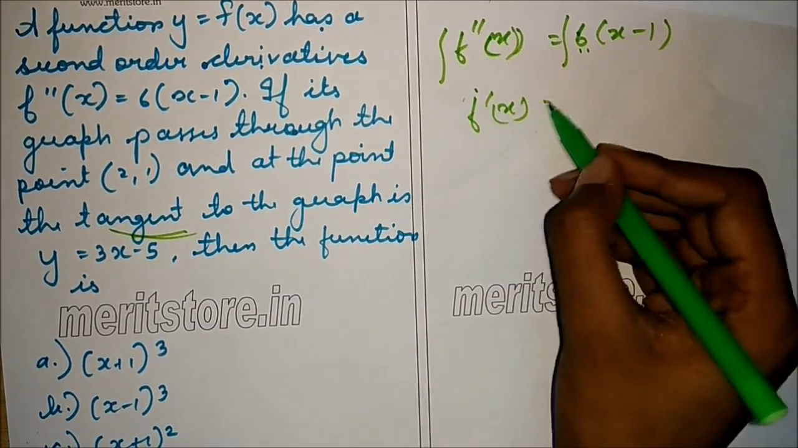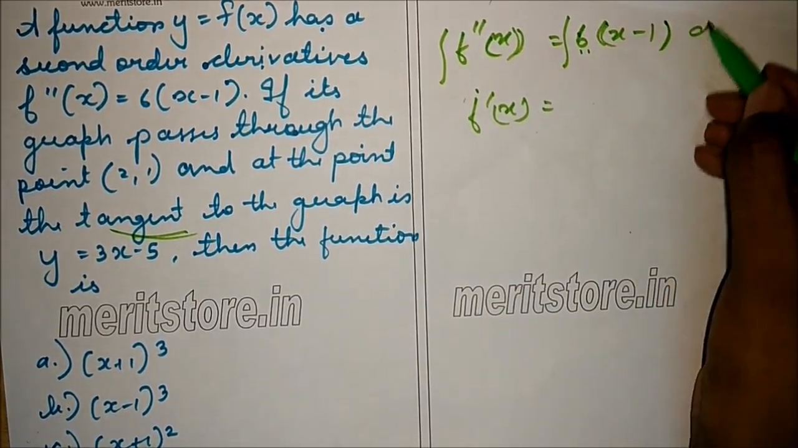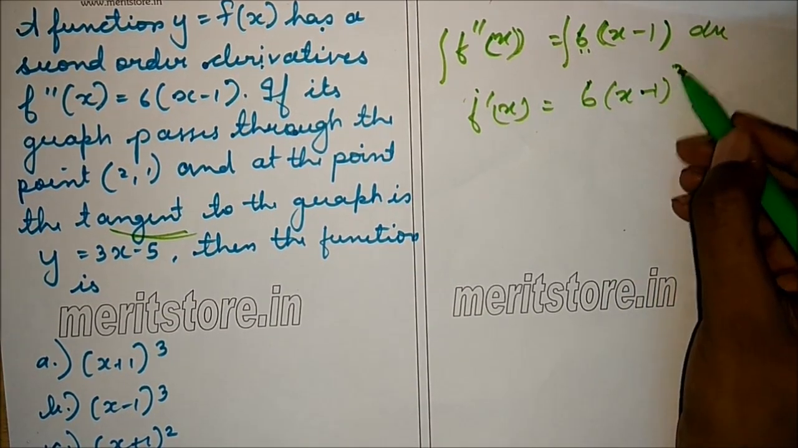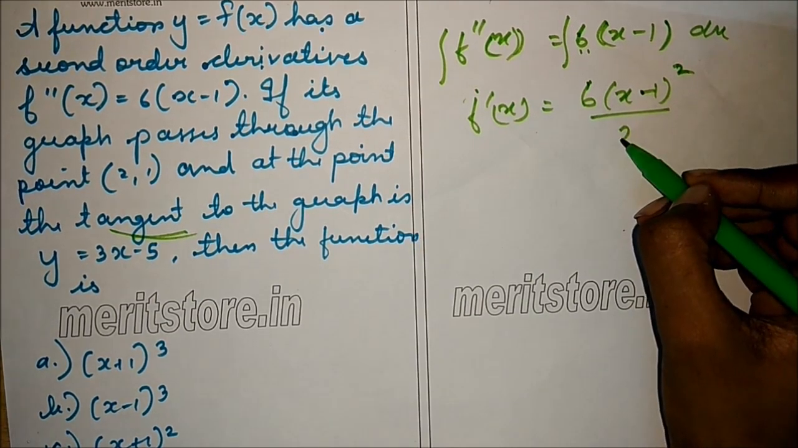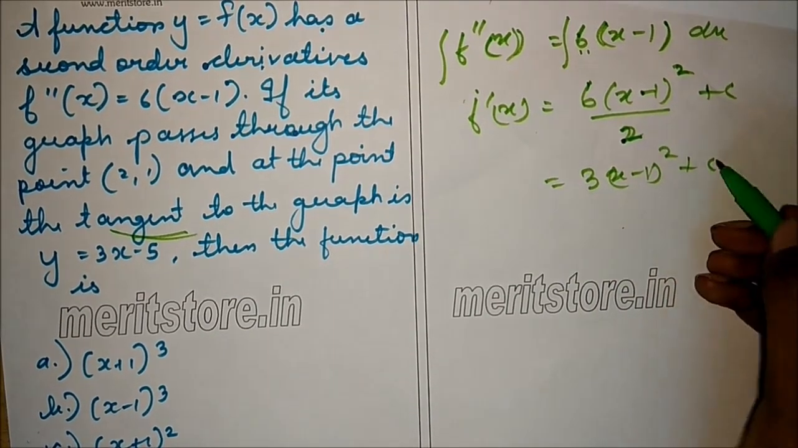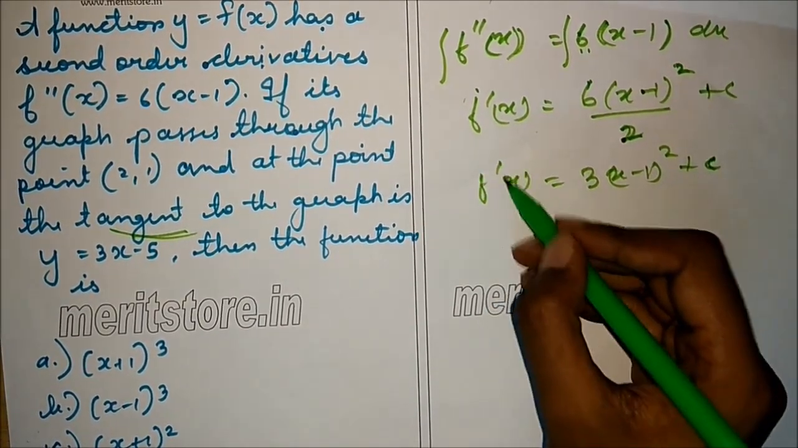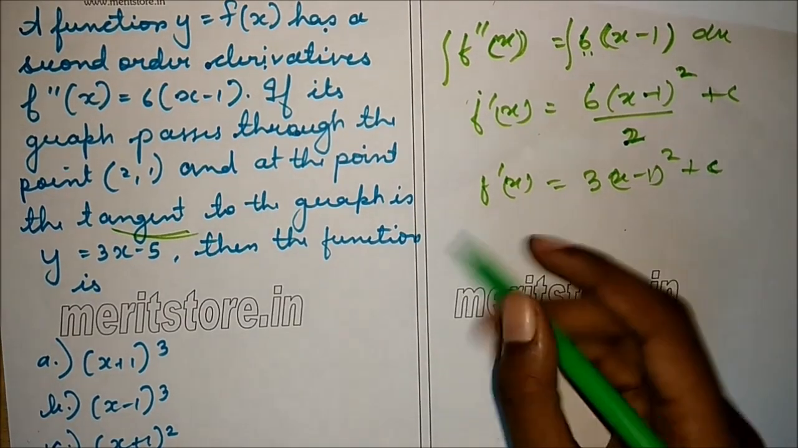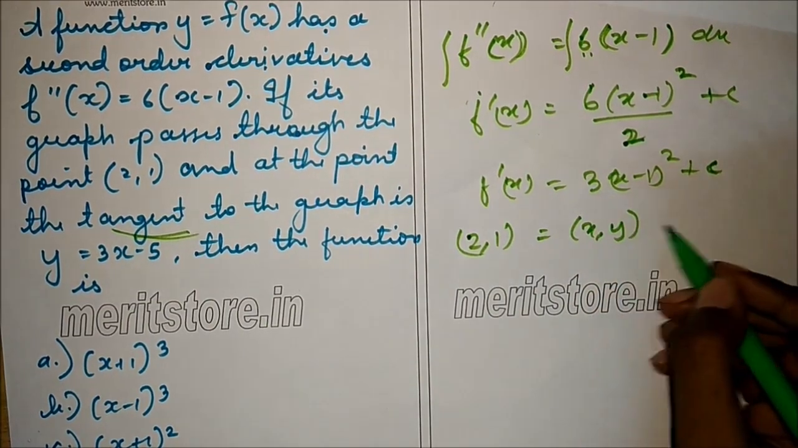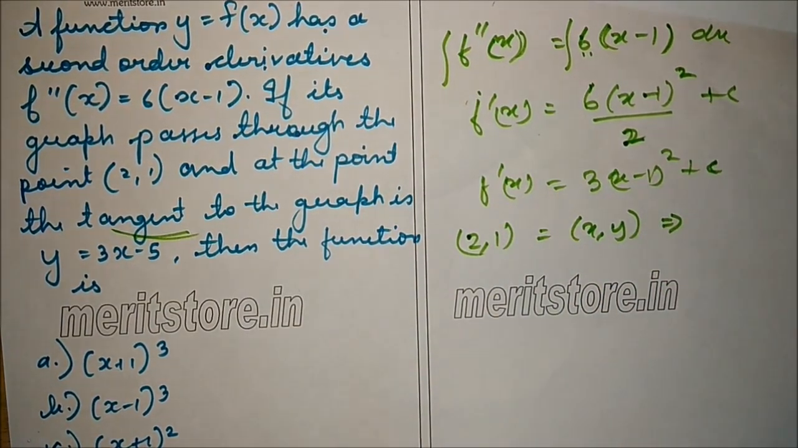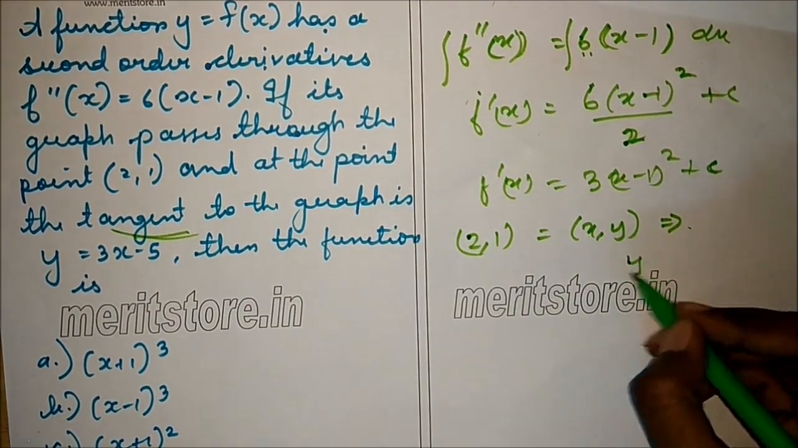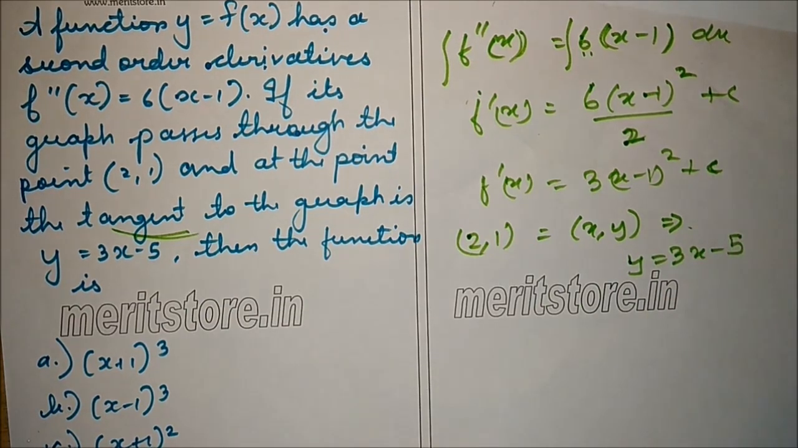So f dash of x will be the integration of 6 into (x minus 1) dx. So this will be 6 into (x minus 1) the whole square divided by 2 plus c, that is equal to 3 into (x minus 1) the whole square plus c. So this is f dash of x. Now the curve passes through 2 comma 1, that is x comma y, and the tangent line is y equals 3x minus 5.